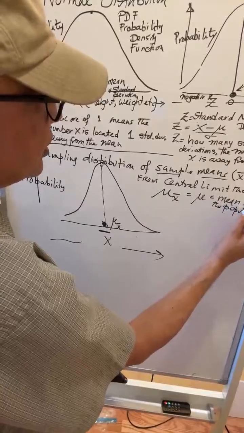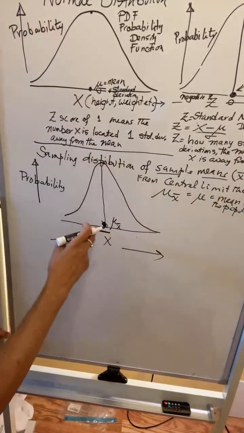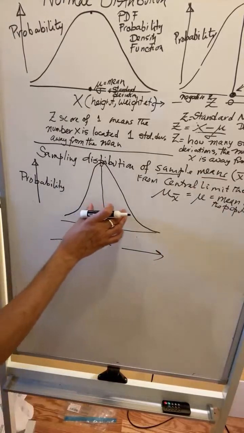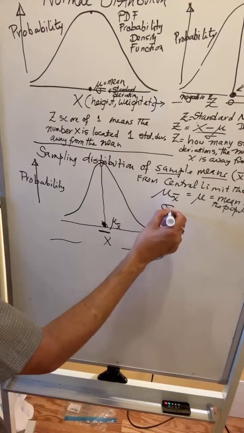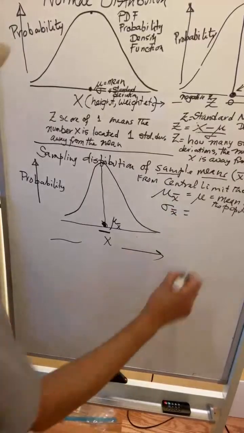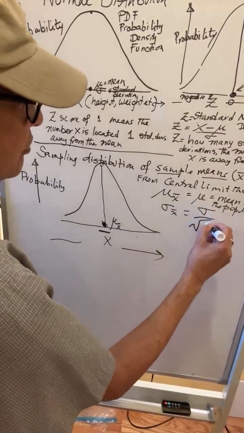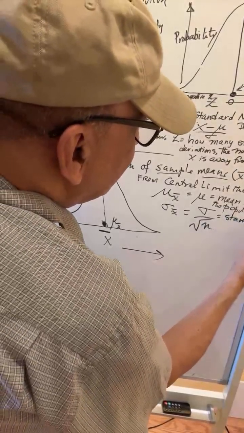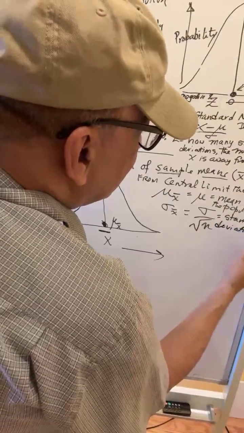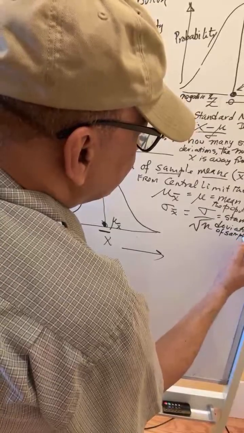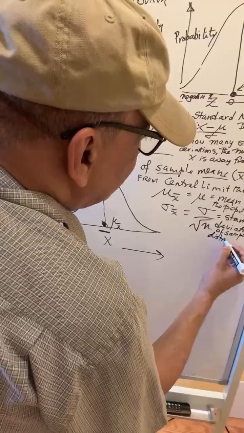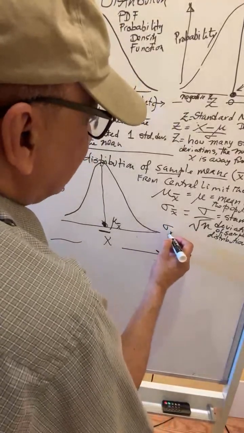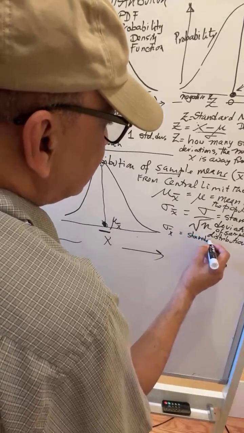So what does it mean? It means the relative frequency or probability is highest for the sampling distribution at the center, where the value is equal to the mean of the population. How about the spread of this sampling distribution of sample means? This is given by sigma x bar is equal to sigma divided by square root of n. This is the standard deviation of the sampling distribution. Sigma x bar is also called the standard error of the mean.